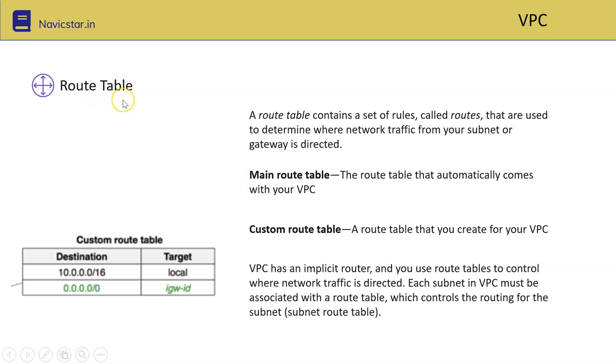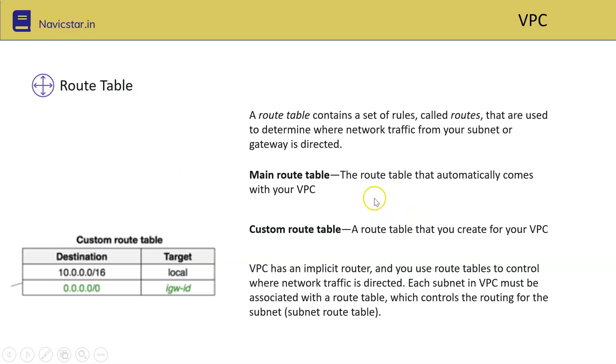Next is the route table. A route table is created the moment you create any VPC. It contains a set of rules, called routes, that are used to determine where network traffic from your subnet is directed. So now you have inbound traffic, outbound traffic, and firewall things. But what if you want your server to talk to the internet? For that to happen, there is a route table.